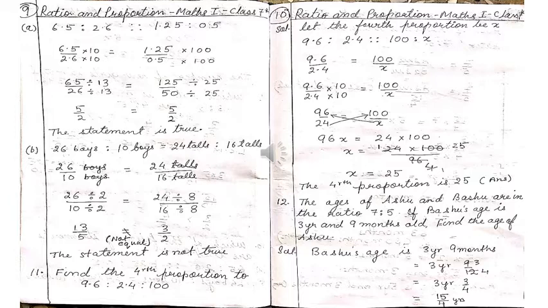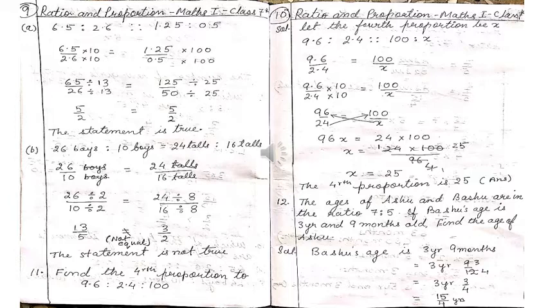Now find the fourth proportional to 9.6, 2.4 and 100. Now here we do not know the fourth proportional, so we will mark it as x. Now 9.6 upon 2.4 is equal to 100 upon x. Now use the cross product rule and do the cross multiplication. Here 9.6 into x is equal to 2.4 into 100, and then x is equal to 25 as the calculation is there on your screen. So the fourth proportional is 25.